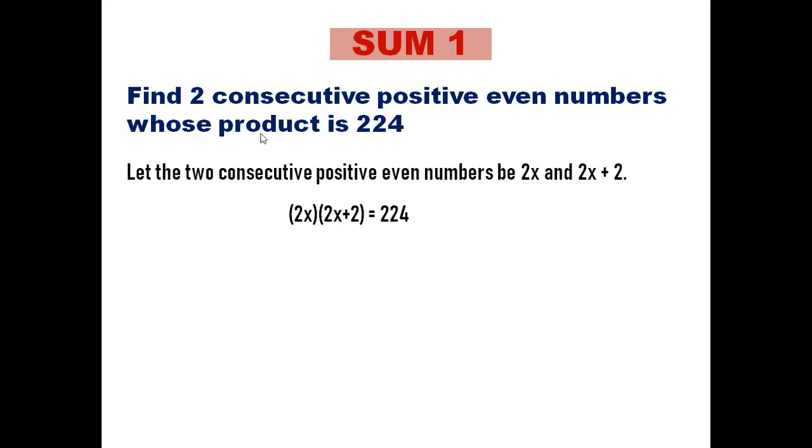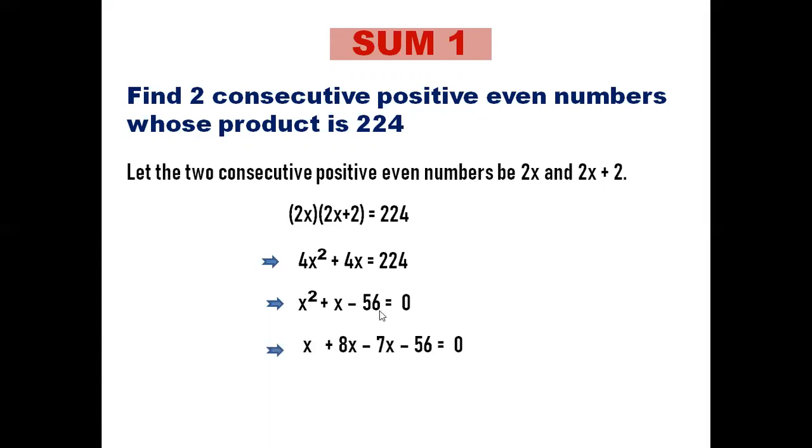Right? Now we have to consider the product to be 224. That is, 2x multiplied with 2x plus 2 gives us 224. So this is according to the question. So let's multiply. We multiply 2x and 2x, we get 4x square. 2x multiplied with 2 is 4x, equals 224. Now we divide by 4 on all the sides. So x square plus x, we bring 224 to the left hand side after dividing by 4. So we get 56 after dividing 224 by 4, and then it becomes x square plus x minus 56 equals 0.